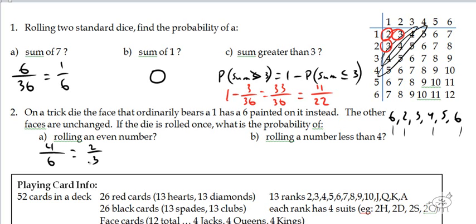Okay? Probability of rolling a number less than 4. Well, less than 4 means 2, 3, and that's it, right? So it's 2 out of 6, which is 1/3. Okay, so that's simple probability.